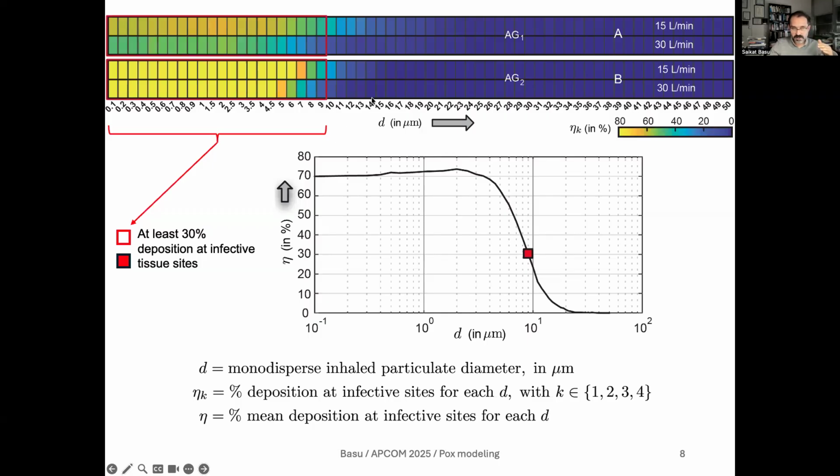So based on this equivalence across the flow geometry combinations, we have averaged the deposition rates into this quantity called eta. So this is the percentage mean deposition at the infective sites for each particulate diameter d. Remember that these are monodispersed particulates, so we are getting the data for each d value. And this eta is being averaged from this eta k, which are the corresponding deposition rates from each of the flow geometry combinations.